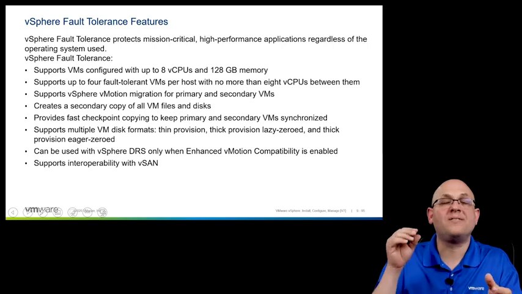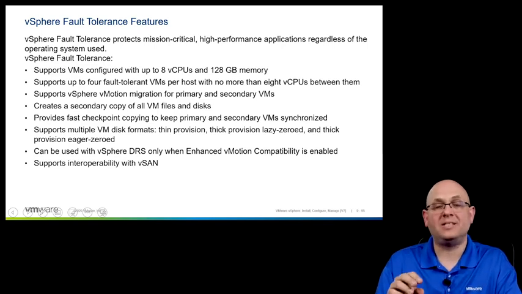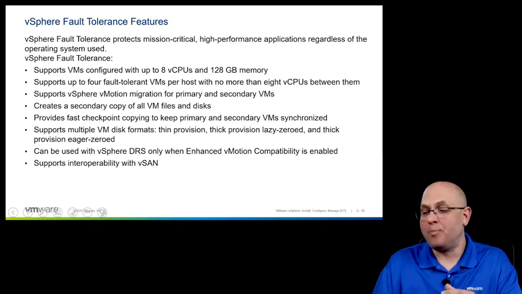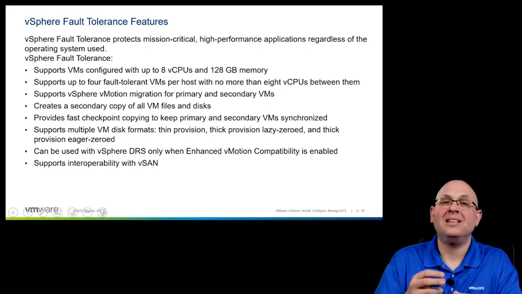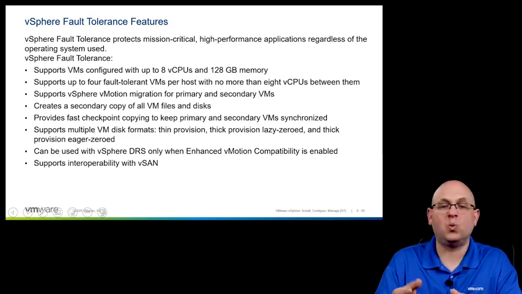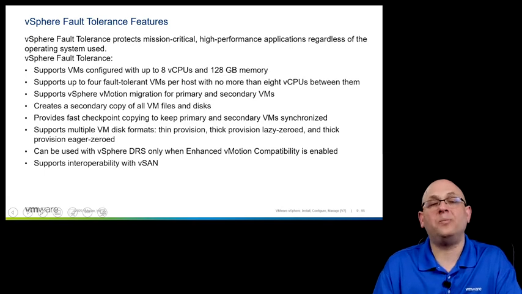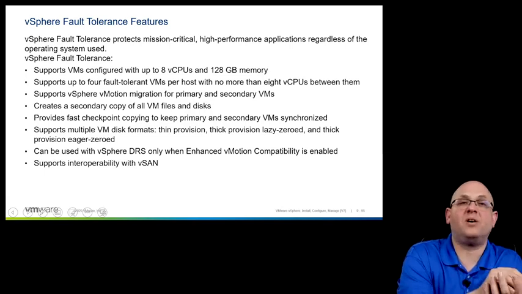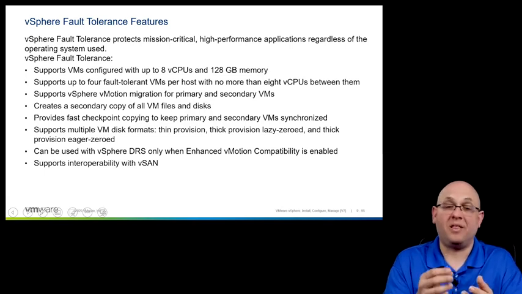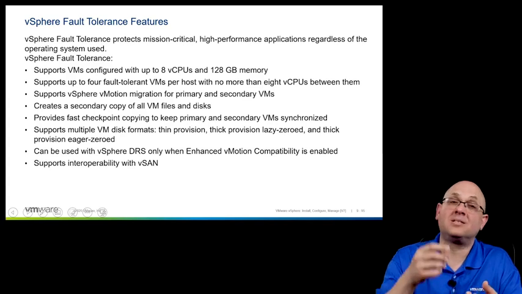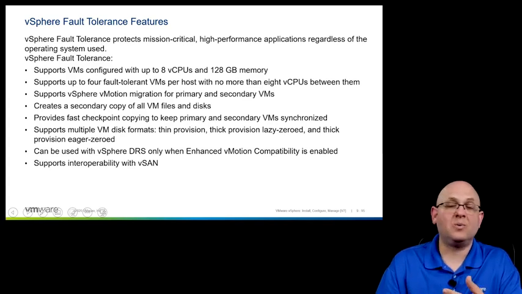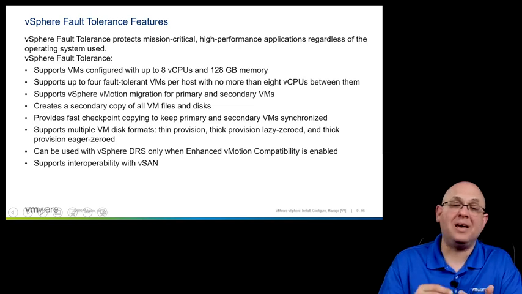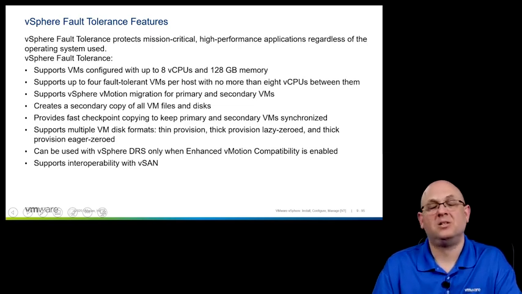In terms of the virtual machine files themselves and the VMDKs, we support thin provision disks and thick lazy zero disks as well. We call this out because in previous versions of fault tolerance, we only supported thick eager zero disks with actually 1 vCPU in the VMs. So since the release of vSphere 6, we've really made a lot of improvements to vSphere fault tolerance.